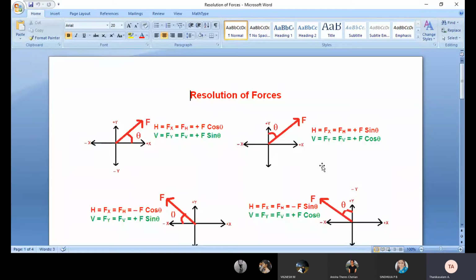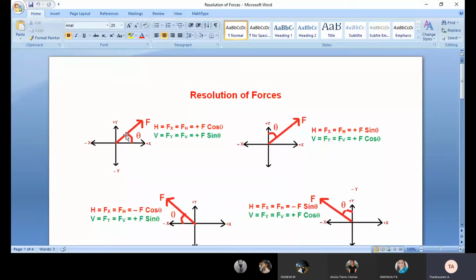These are the important steps to follow while solving the problems. Resolution of forces. What is the resolution of forces? Converting a single force into two mutually perpendicular directions is called resolution of forces. We have already studied this in engineering mathematics. There are four quadrants: first quadrant, second quadrant, third quadrant, fourth quadrant.